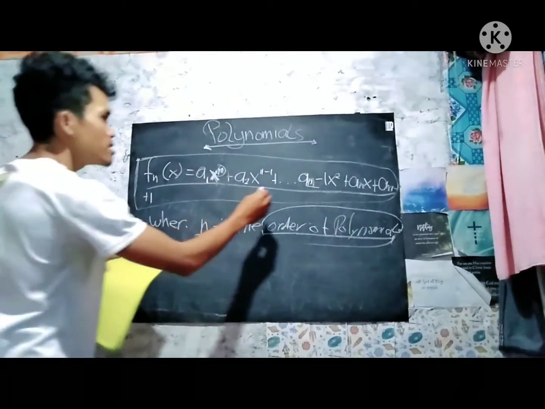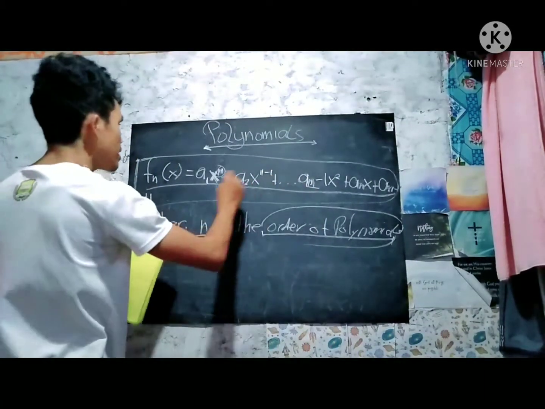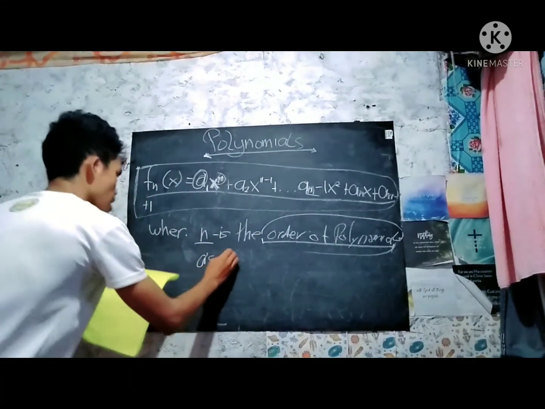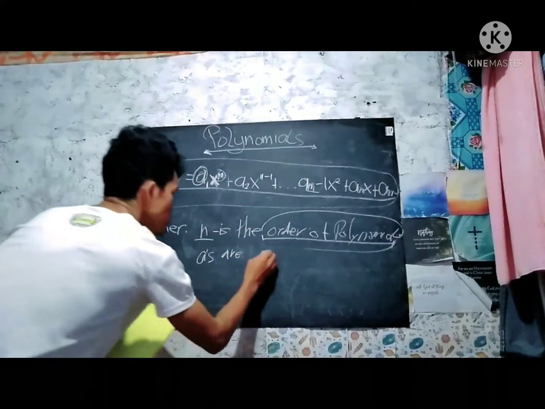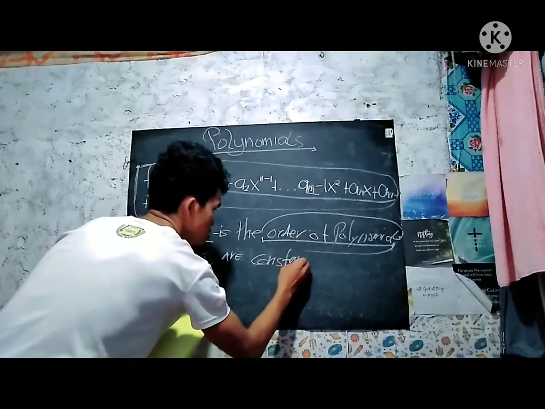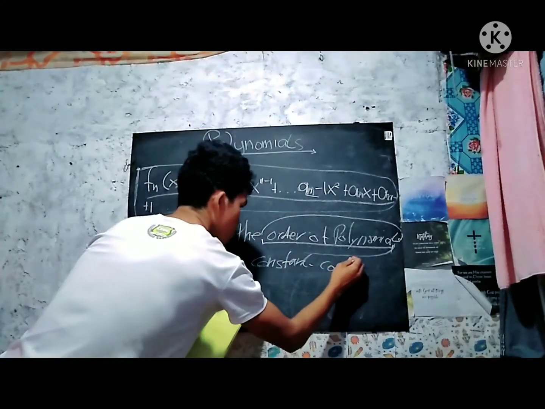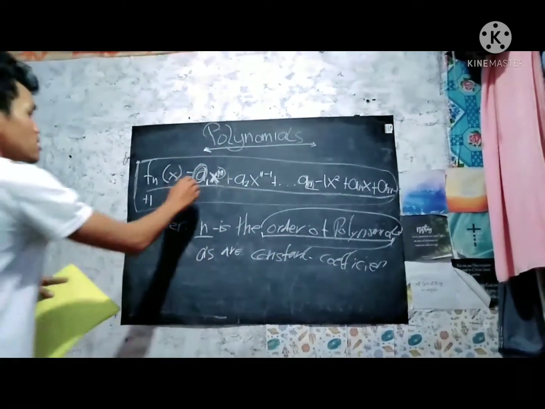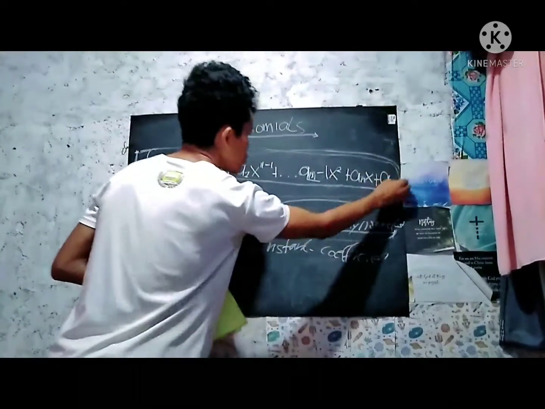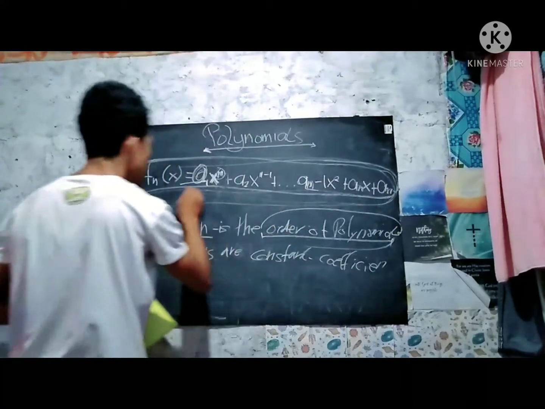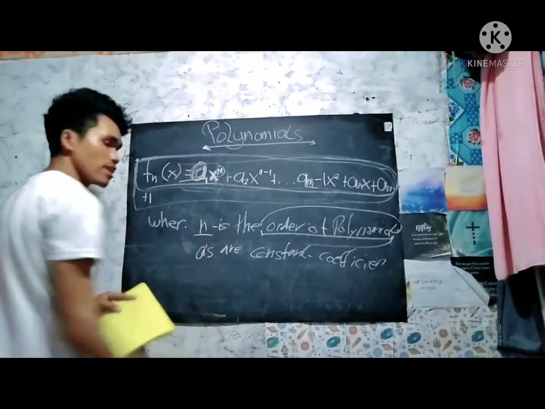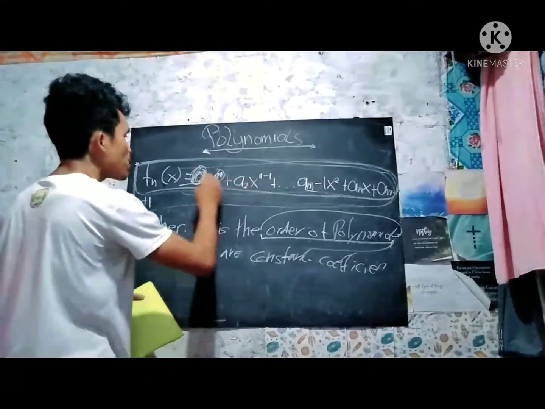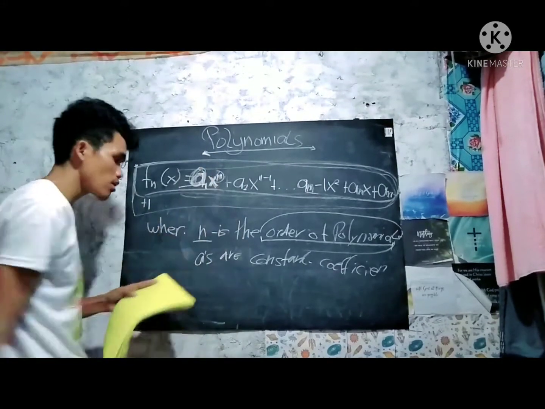And then, as you can see, we have the a's here. The a's are what we call constant coefficients. Meaning to say, this a over here is constant. Whatever happens to this function, this a is steady, or what we call constant, even if we substitute to other forms. The value of a is still constant.